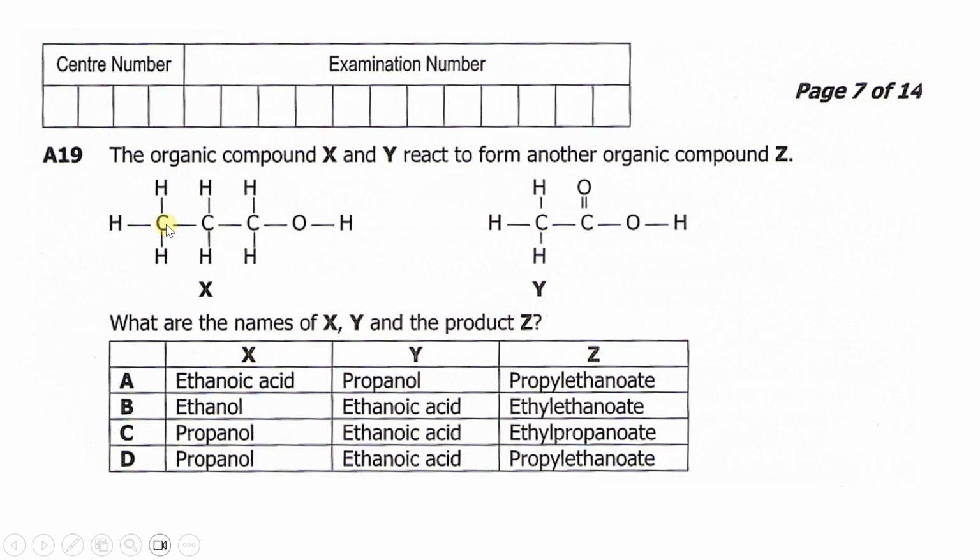So this one, with how many carbon atoms? 1, 2, 3. This one should be propanol, which is an alcohol. Then this one with the 2 carbon atoms should be ethanoic acid. So X should be propanol, then this one should be ethanoic acid. Now if propanol and ethanoic acid react, they should form an ester, which is ethyl propanoate. So it should start with this ethyl propanoate. So the correct answer is C.